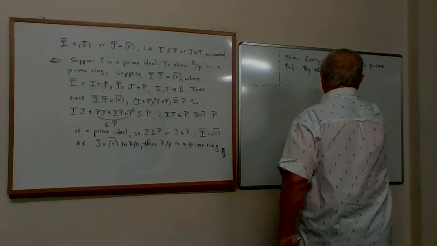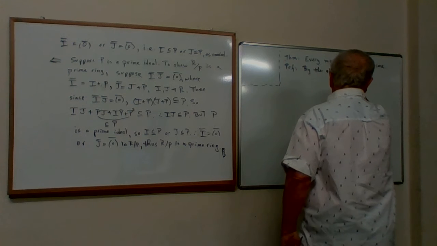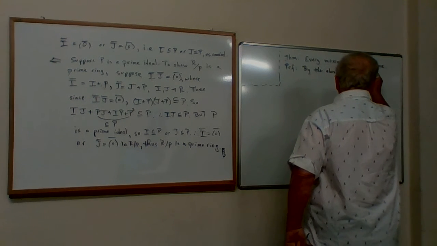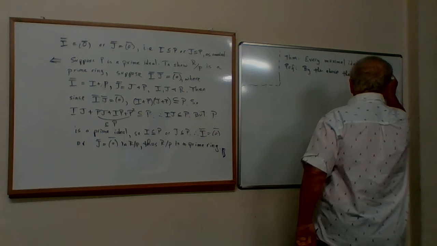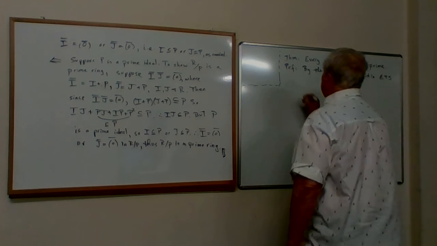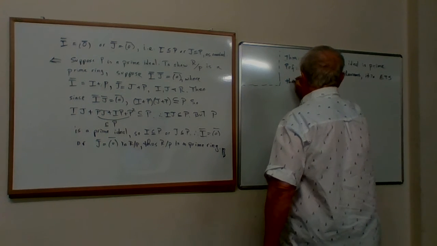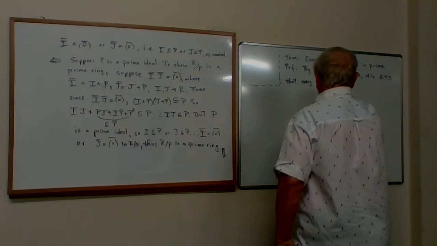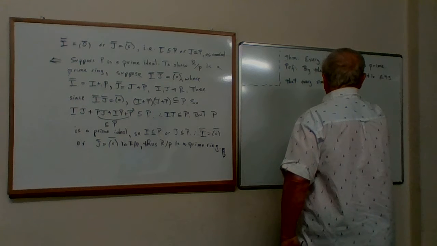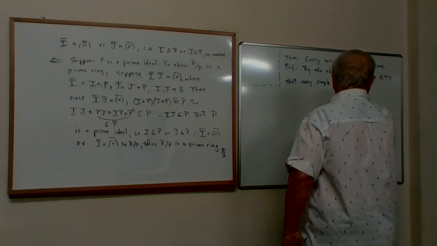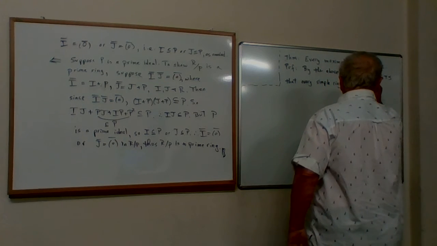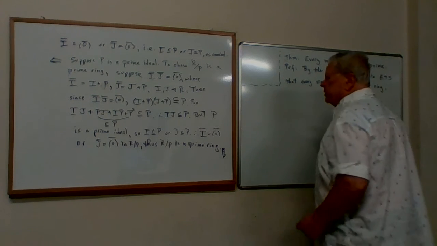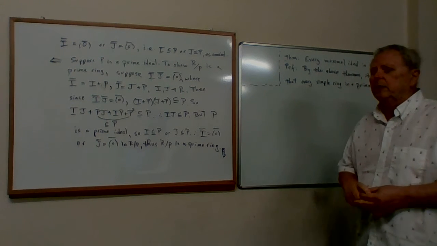By the above theorems, it is enough to show that every simple ring is a prime ring. Now, why is that enough to show that?